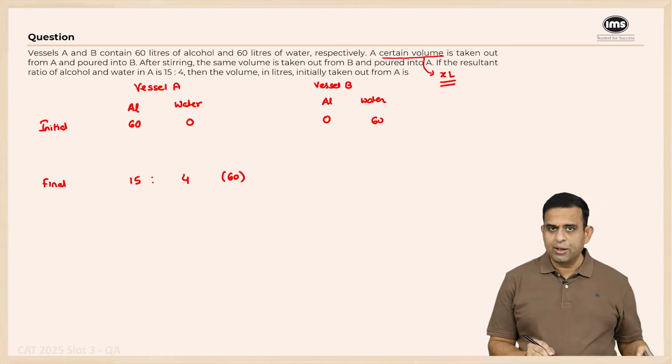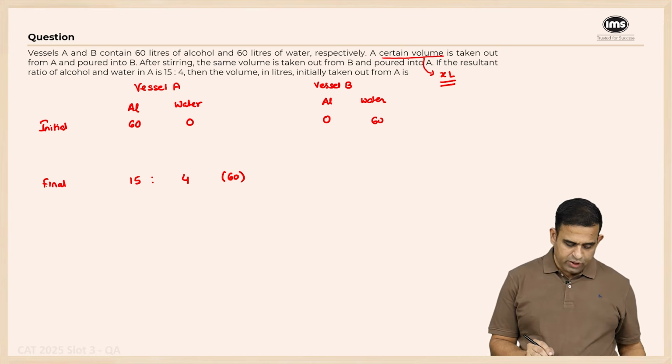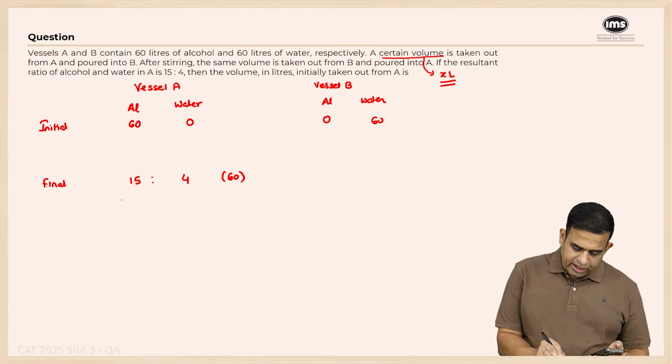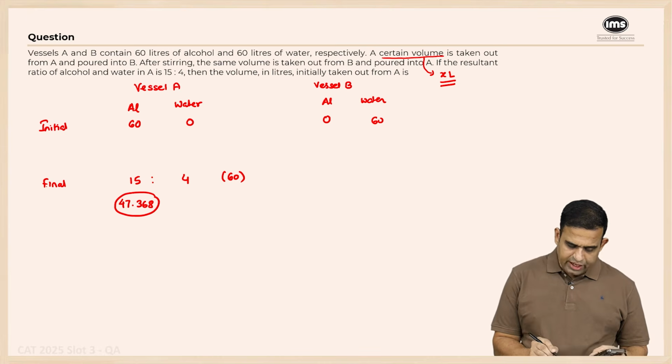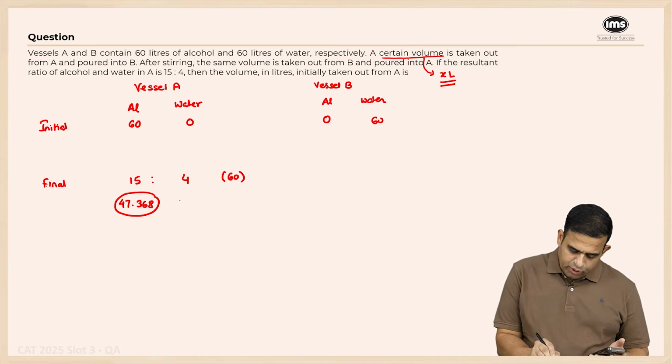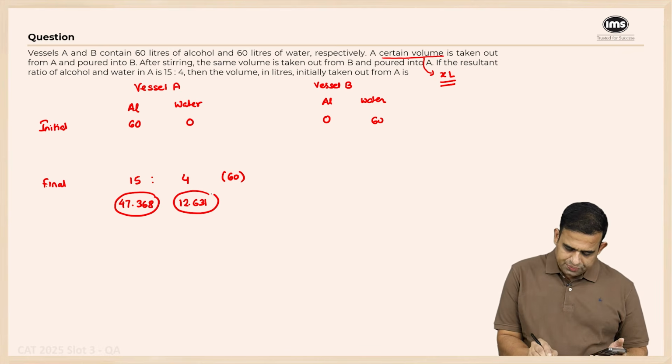So I will take the help of, let's say, a calculator, and look at how much is going to be your quantity of alcohol over here. I can find out 15 divided by 19 into 60, and that will give you 47.368. And then I can easily find out, because the remaining part basically has to be your water, that will come out to be 12.631 approximately, or you can take 12.632.